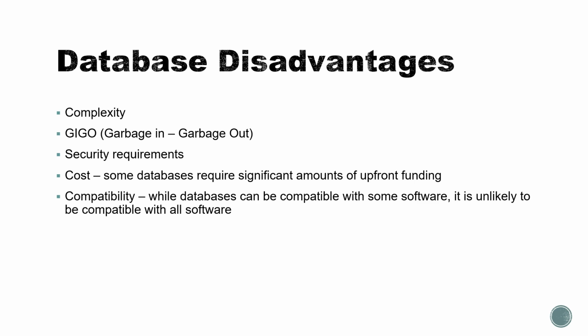Cost is obviously going to be a big one. So some databases require significant amount of upfront funding. So in a slide or two, we're going to look at one, for example, called Oracle. Oracle is a very popular database among big businesses, and the most expensive Oracle package comes in at £35,000. So, this thing is not cheap. But on the flip side, there are some databases that are free.